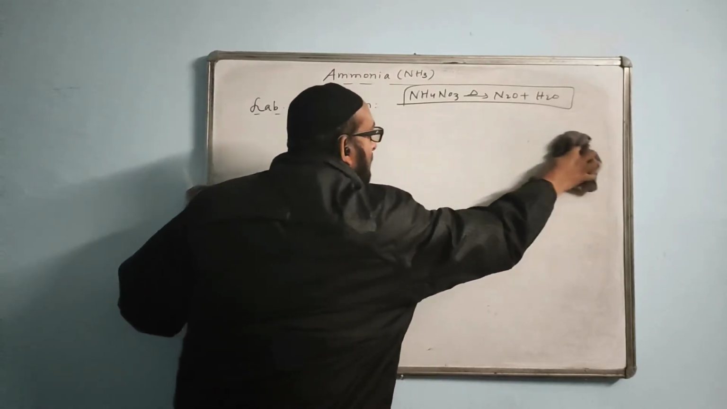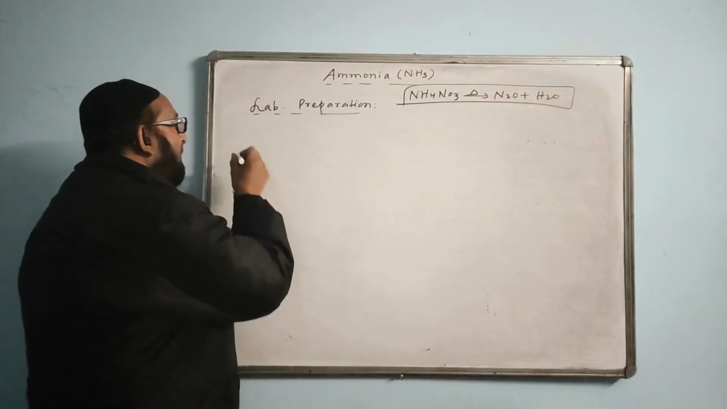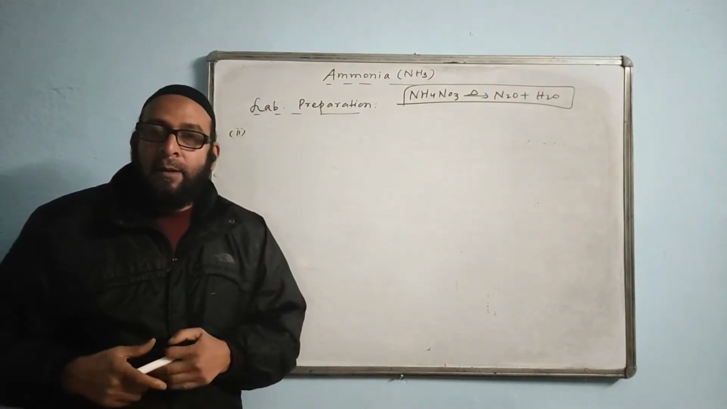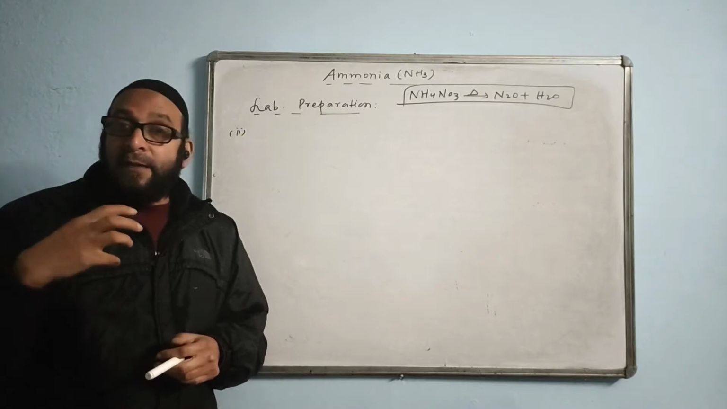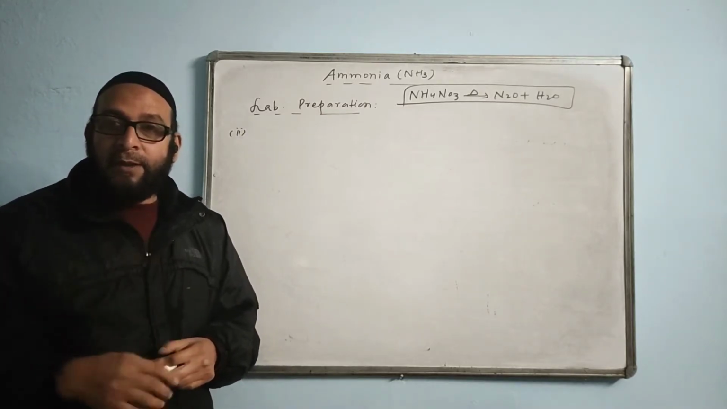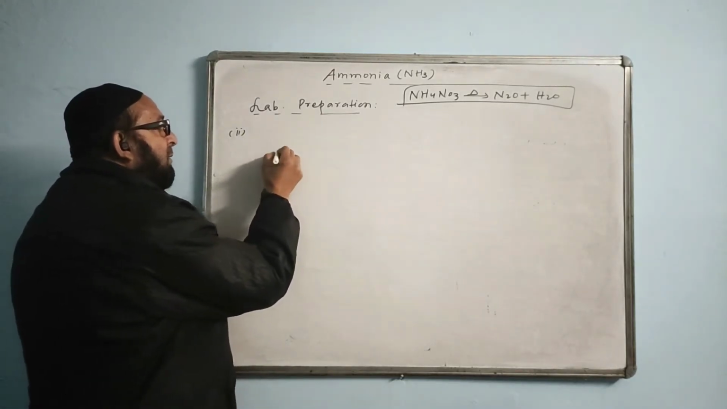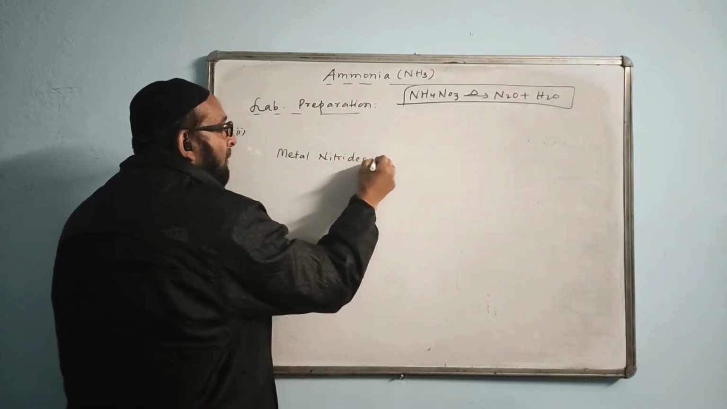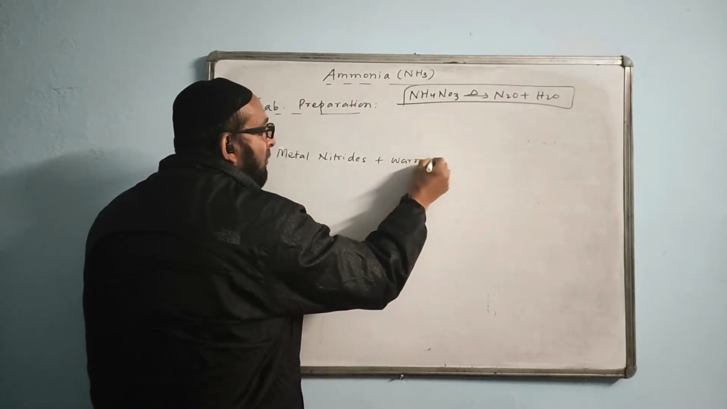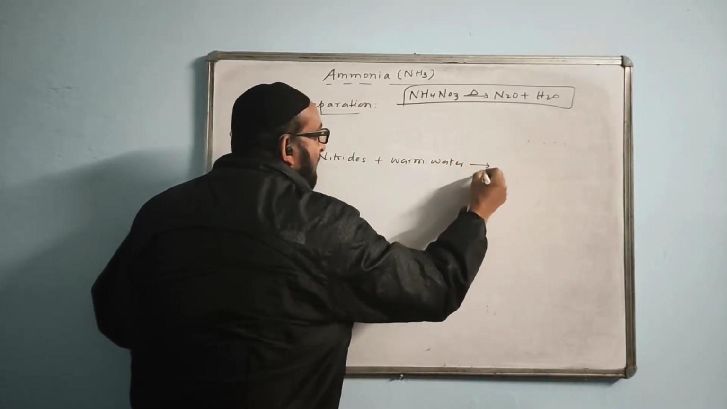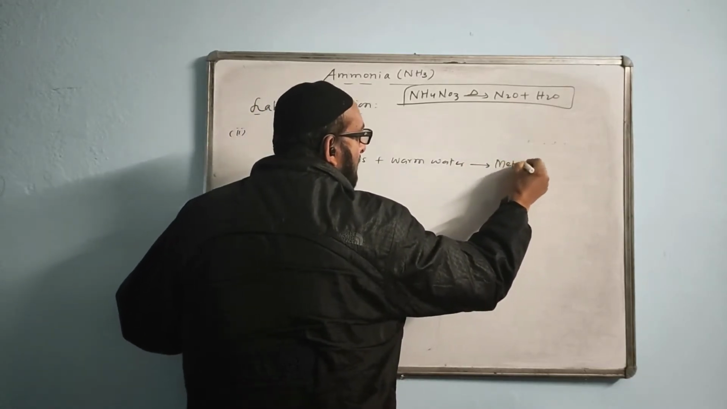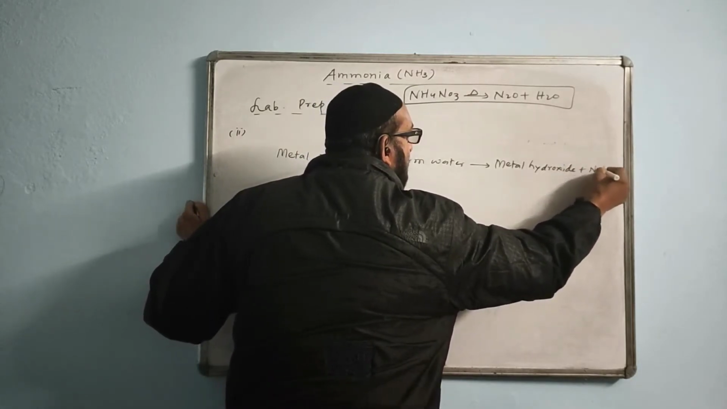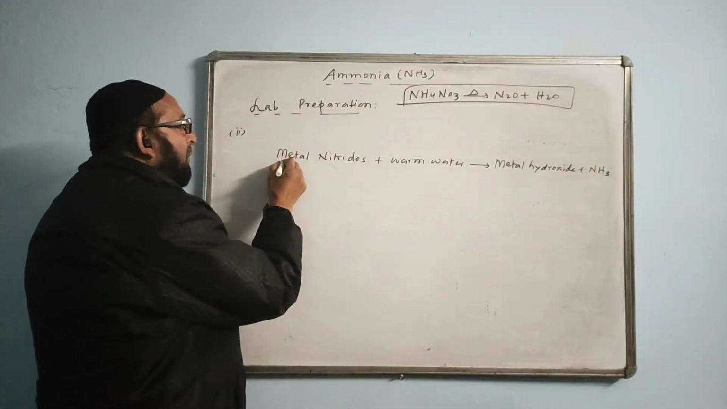Okay, now there is a second method of preparation of ammonia, and the second method is from metal nitrides. We can make ammonia gas from them. The reaction I write over here: metal nitride plus warm water gives metal hydroxide plus ammonia, NH3.